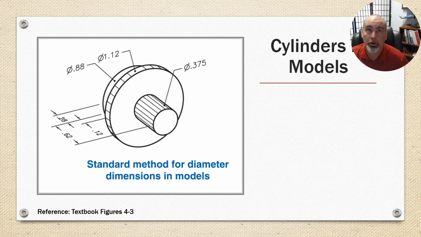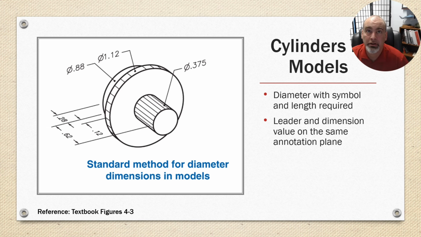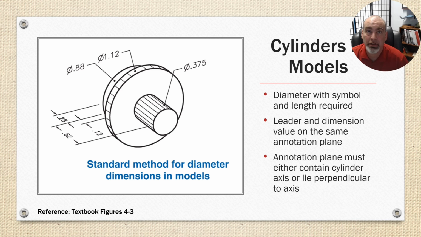And the other primitive is a cylinder. So cylinders in models have to have a diameter symbol with a length required, and the dimension value on the same annotation plane, and the annotation plane must be either contain the cylindrical axis or lie perpendicular to that axis.